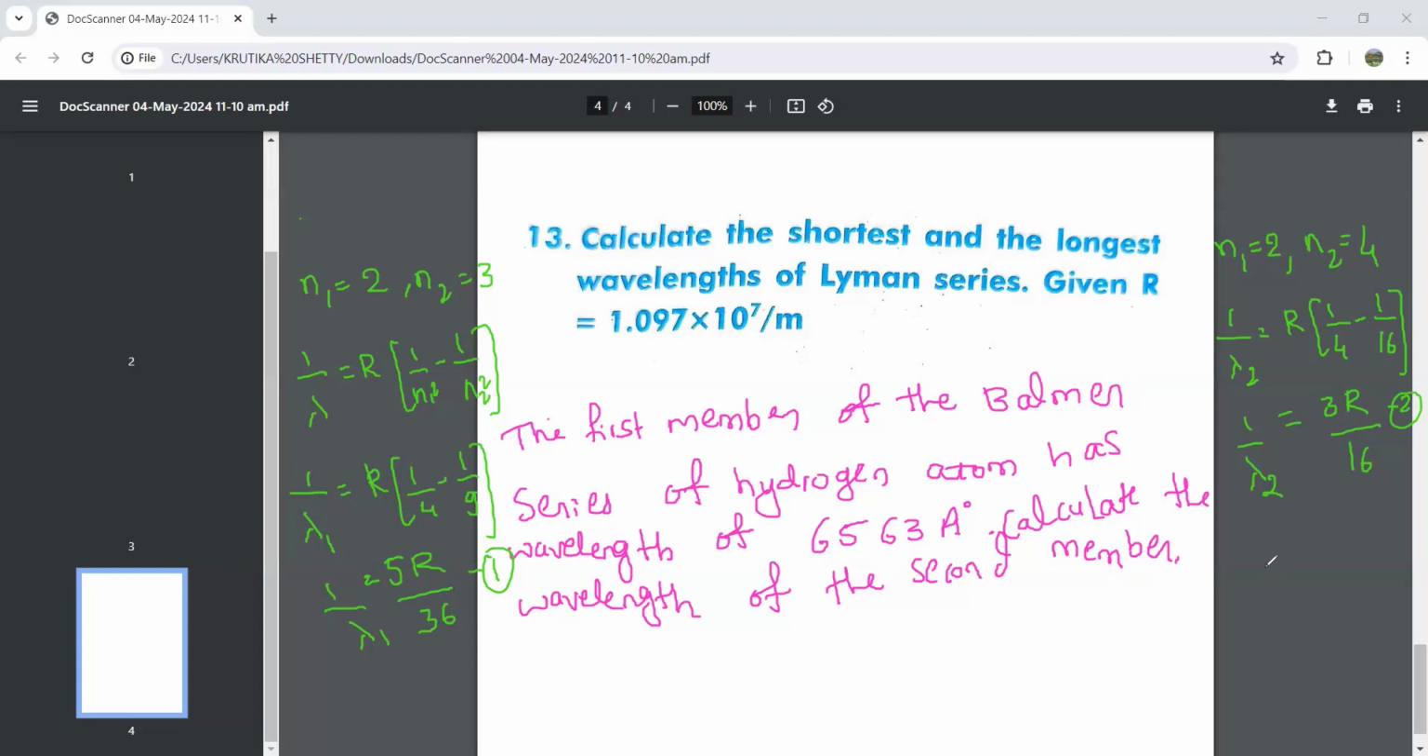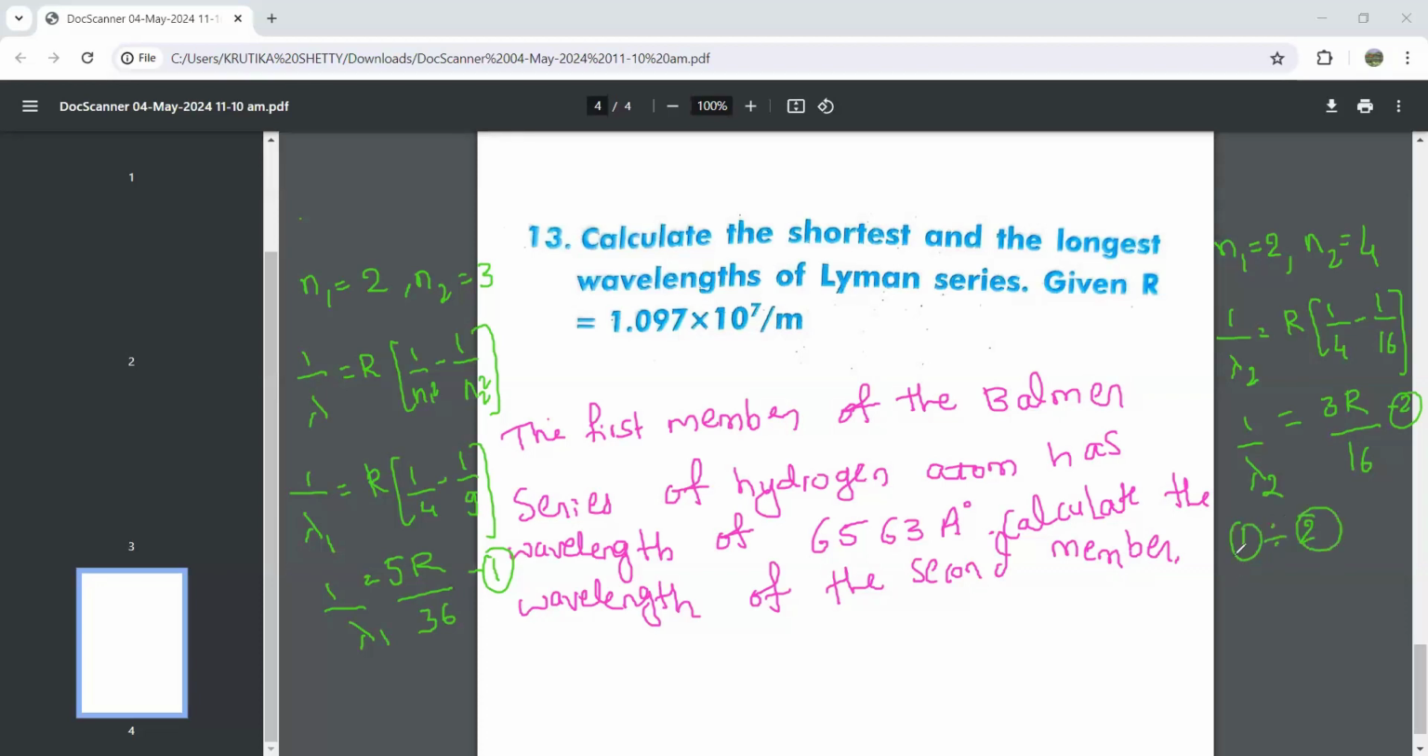The question is: the first member of the Balmer series of hydrogen atom has the wavelength of 6563 angstrom. Calculate the wavelength of the second member. So lambda 2 we require. What I can do here, students, is divide equation 1 by equation 2.